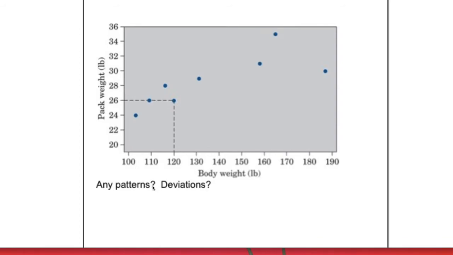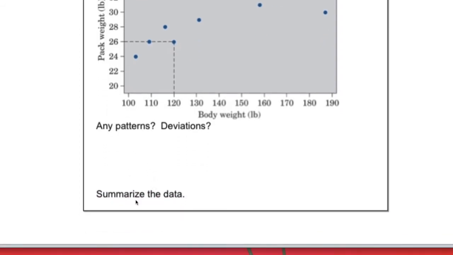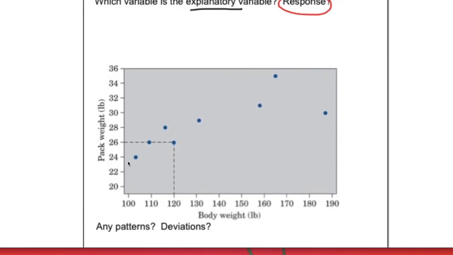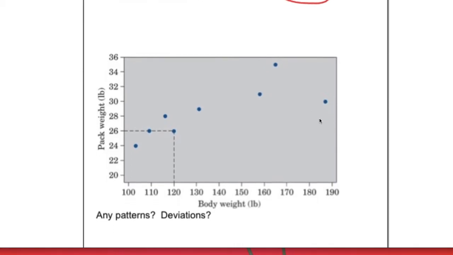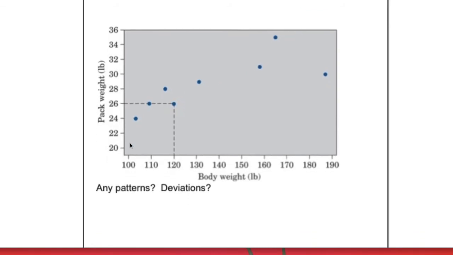And so in terms of any patterns, deviations, and summarizing the data, the heavier the person, the heavier their backpack is going to be. Are there any deviations? Yes, the heaviest person in the group is not carrying the heaviest backpack, so that would be one outlier. Otherwise, they all kind of fit a general pattern. Okay.